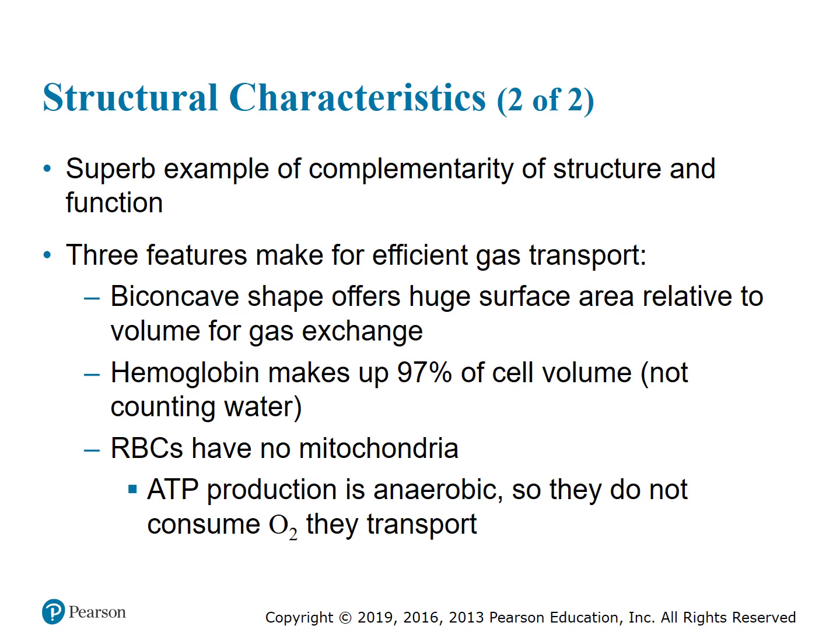Three features make for efficient gas transport. The biconcave shape offers a huge surface area relative to volume for gas exchange. Hemoglobin makes up 97% of the cell volume, not counting water. And red blood cells have no mitochondria. ATP production is anaerobic, so they do not consume the oxygen they transport. They are very selfless, these red blood cells.